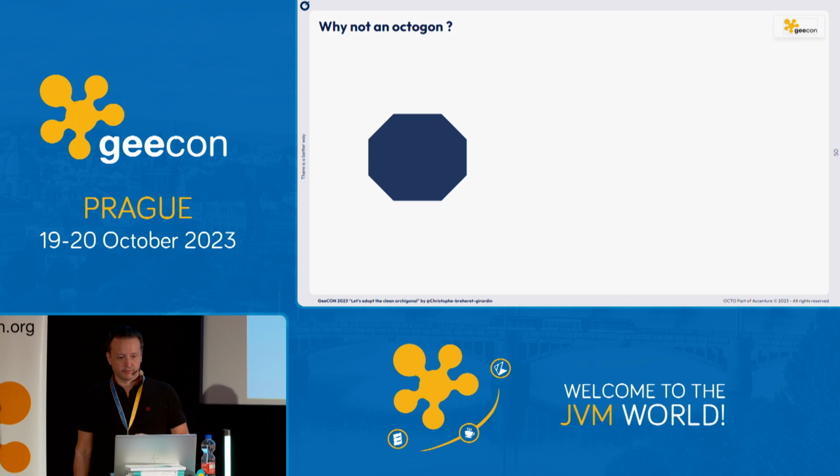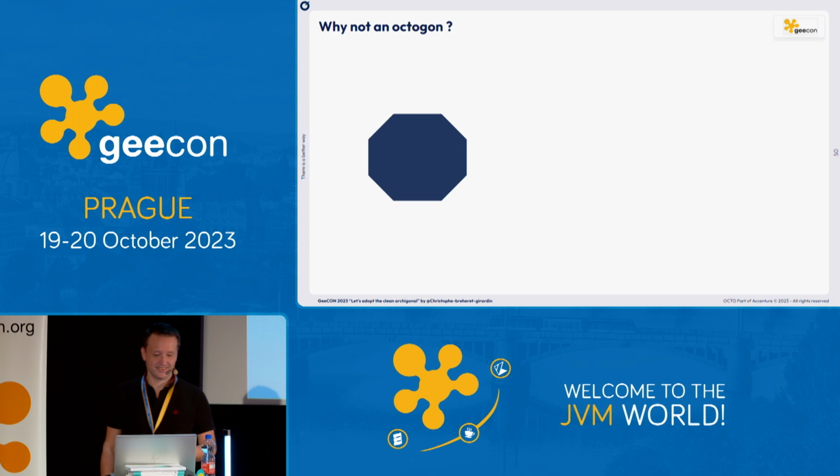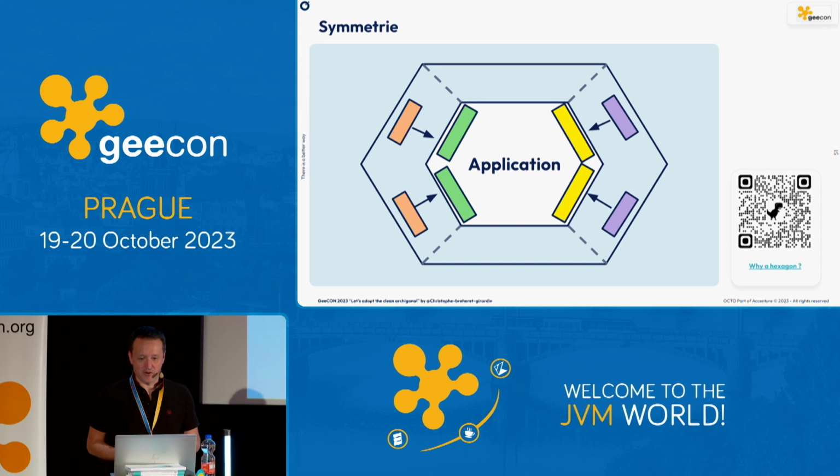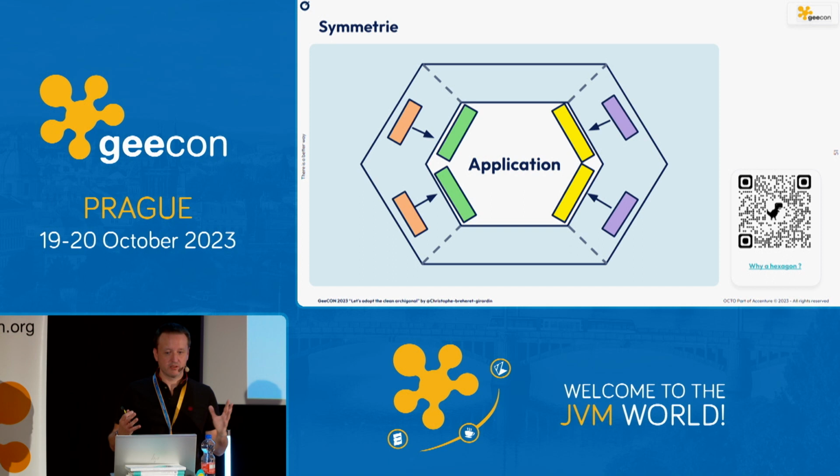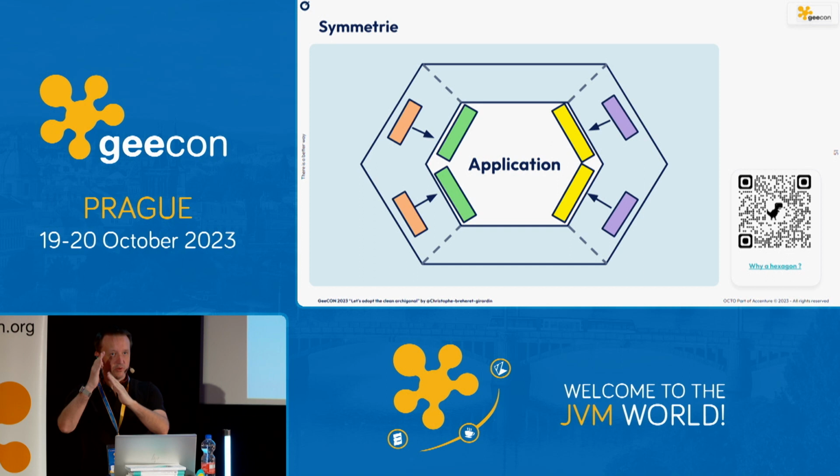Why not an octagon? Because it's dangerous, hexagon, octagon. No, you have a one minute video. It's for the symmetry, to have enough room to put port and adapter. But you can have three ports. It's a hexagon because it's just a logical view.